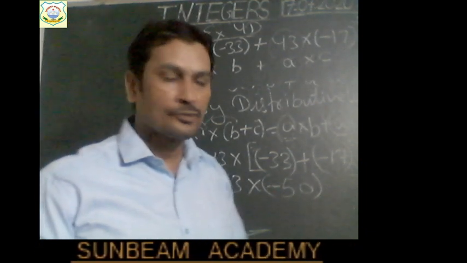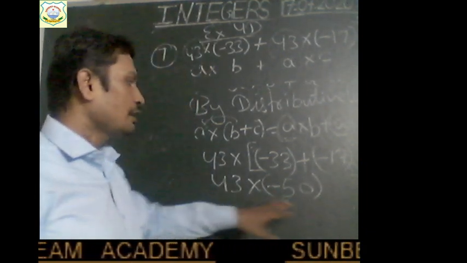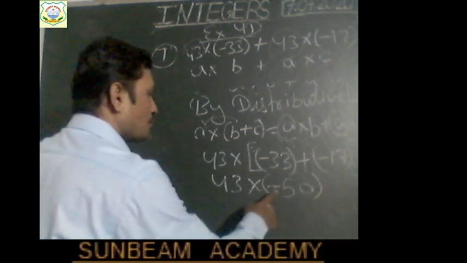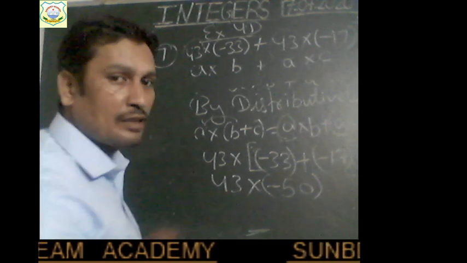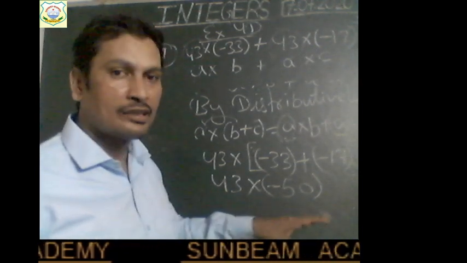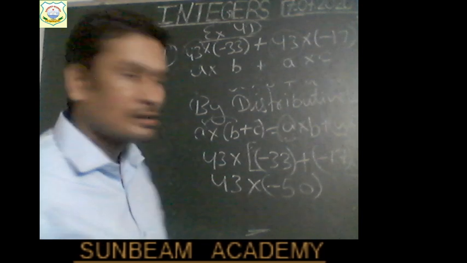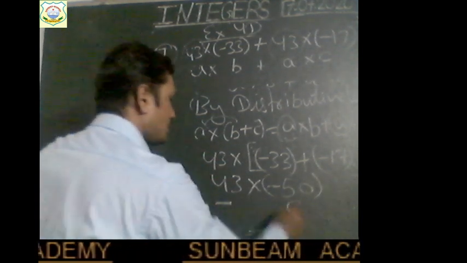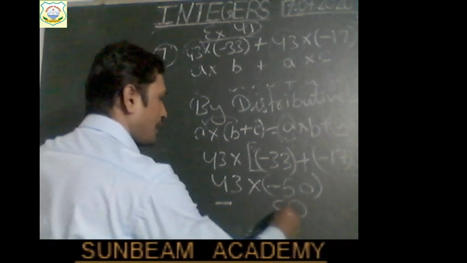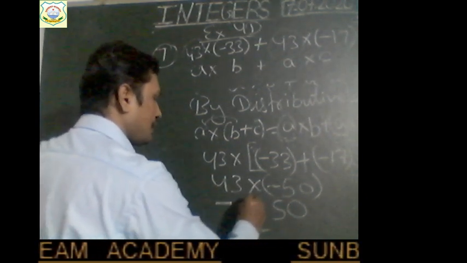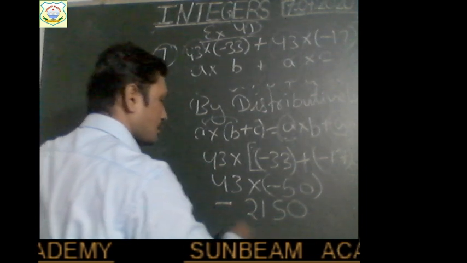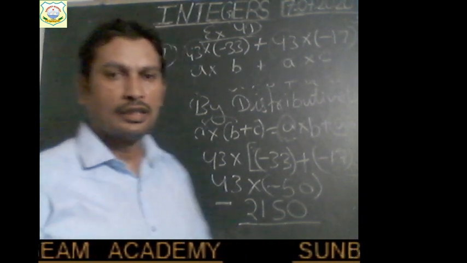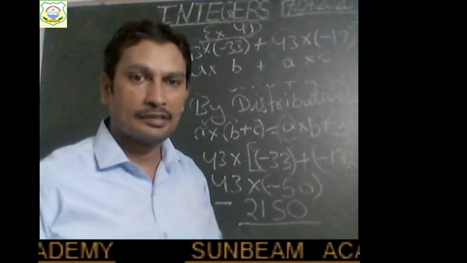Am I right? Now we have to multiply 43 into 50, right? So minus and plus. 43 is a positive integer, minus 50 is a negative integer. So minus and plus becomes minus. So the result will be minus, and multiply now. 0, 5 3s are 15, 5 carry 1, 5 4s are 20 and 1, 21, 215. So the answer is minus 2150. Right children? This is the answer.